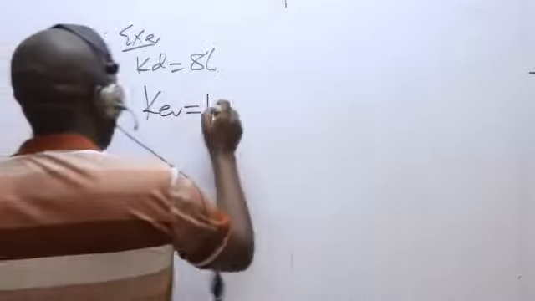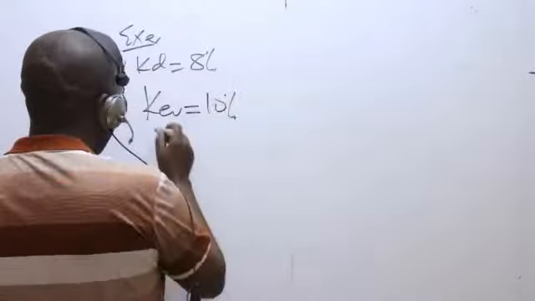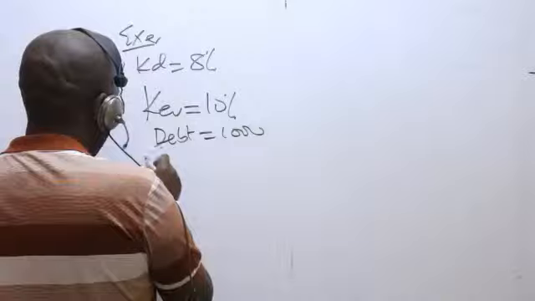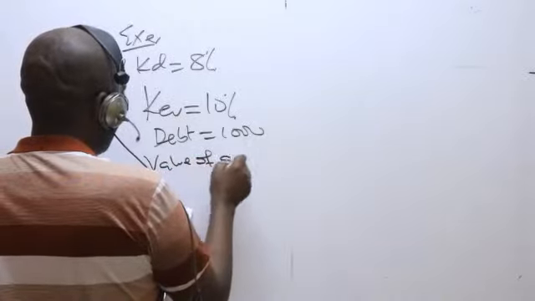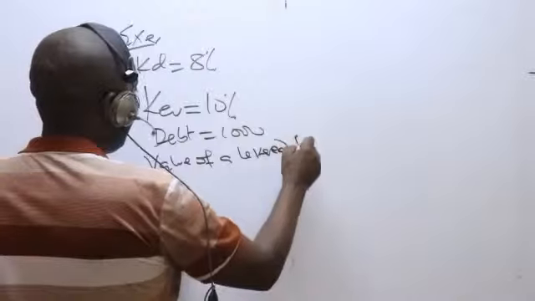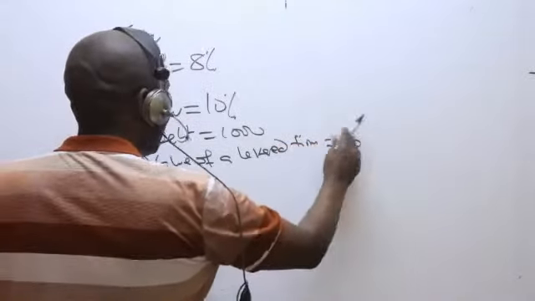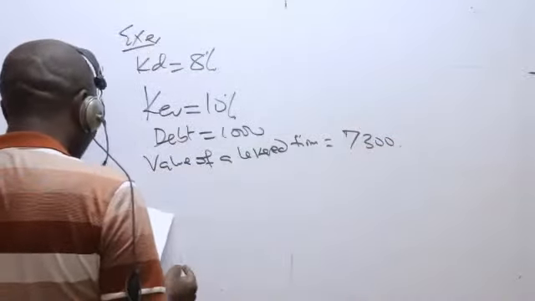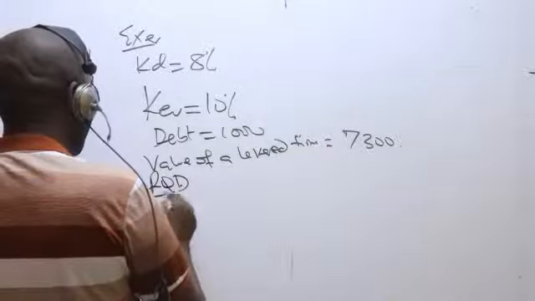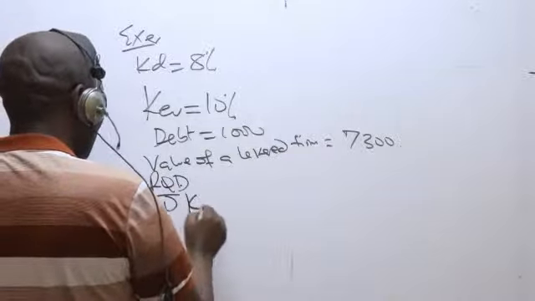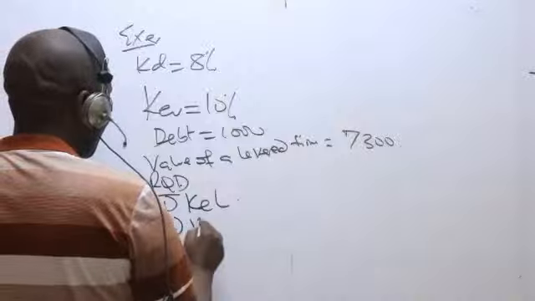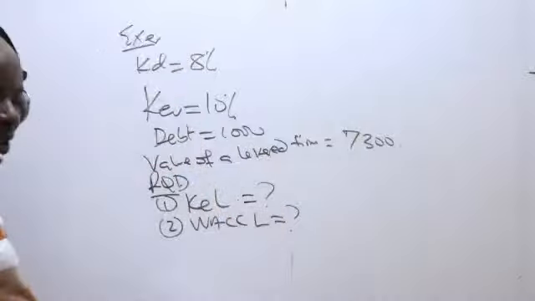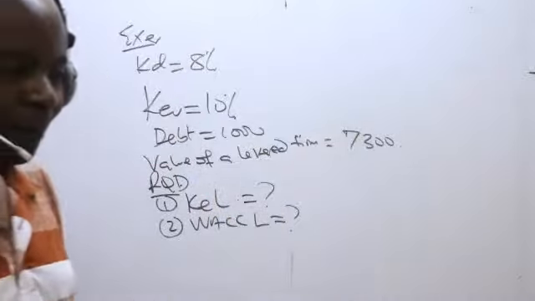Ku is 10%. Debt is 1,000. Value of a levered firm, 7,300. Required: number 1, Ke. Number 2, WACC of a levered firm. Those two. In 3 minutes, we should be able to finish those two.